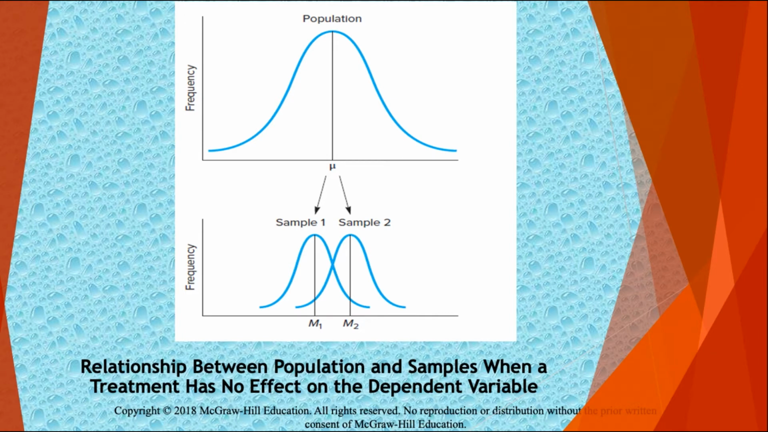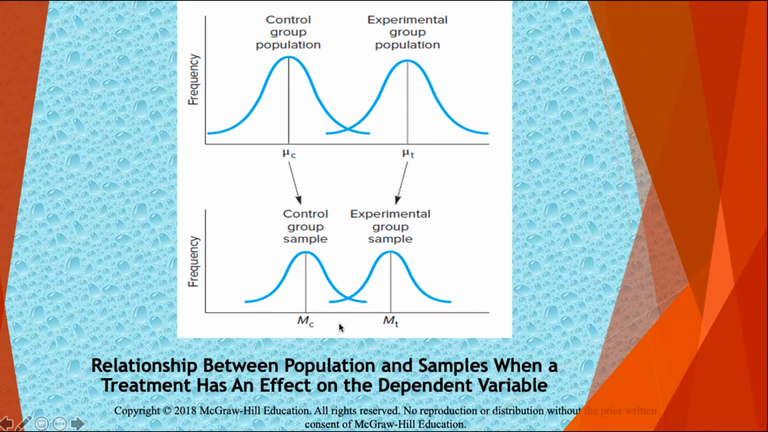So you see in this figure, it illustrates the distribution of scores from a population at the top, and below is the distribution of two samples drawn from this population. Here, this is the population and this is the sample. Because these two samples were drawn from the same population, and thus estimate the same population mean, you would expect the two sample means to differ only because of sampling error. Here you can see M1 and M2 may differ, maybe because of the sampling error.